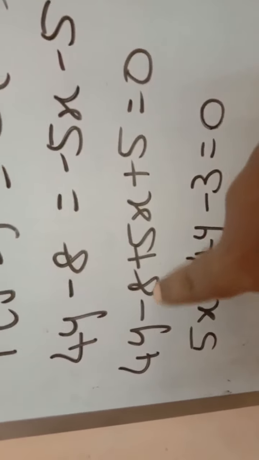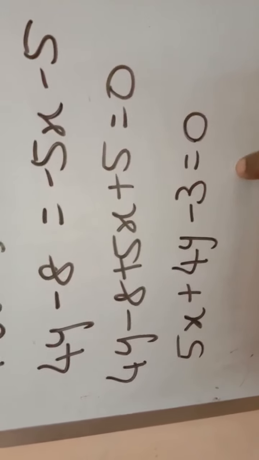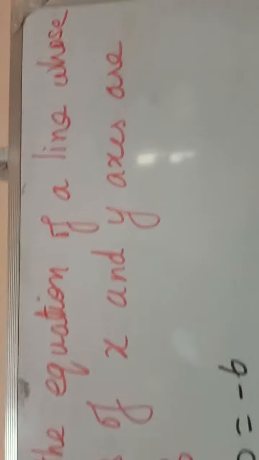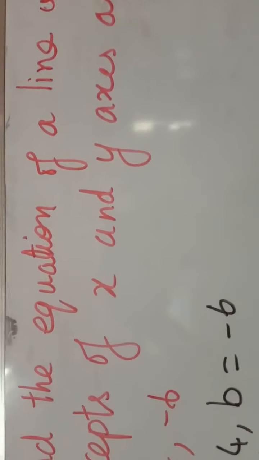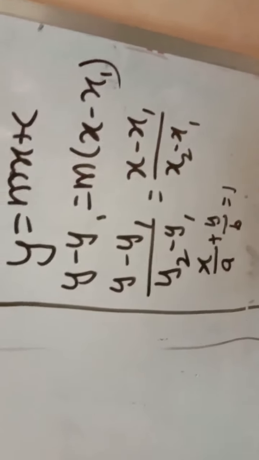So write it in order. 5x plus 4y minus 8 plus 5 it is minus 3. So 5x plus 4y minus 3 equal to 0 is the required equation. Next question number 12. Find the equation of a straight line. Okay. So when you read the question, find the equation of the straight line, kindly recall these 4 formula and you have to identify which equation we are going to use among these 4.